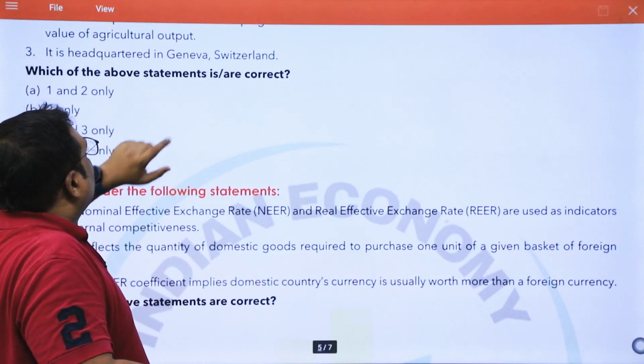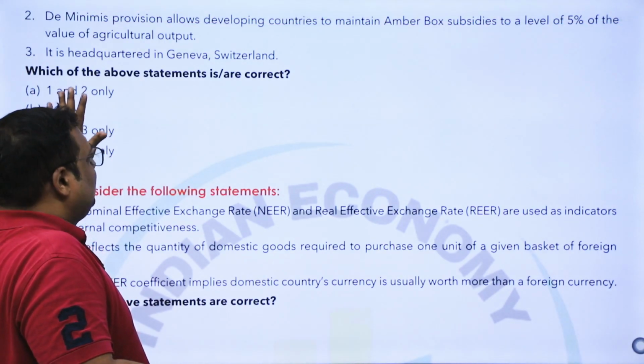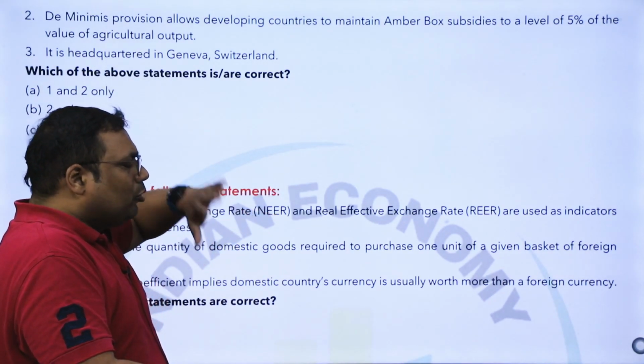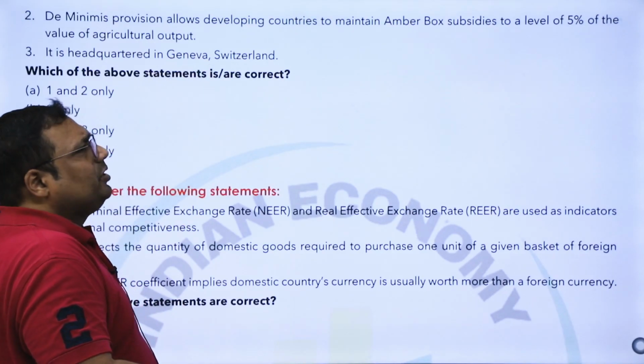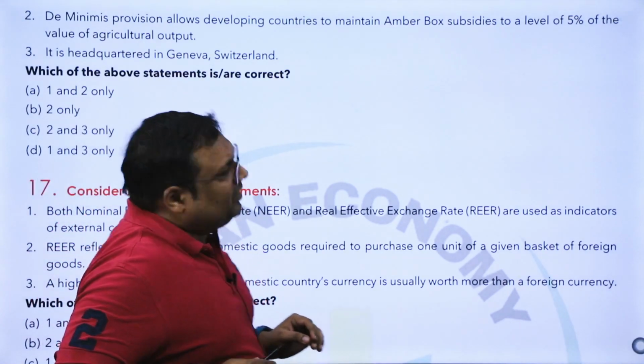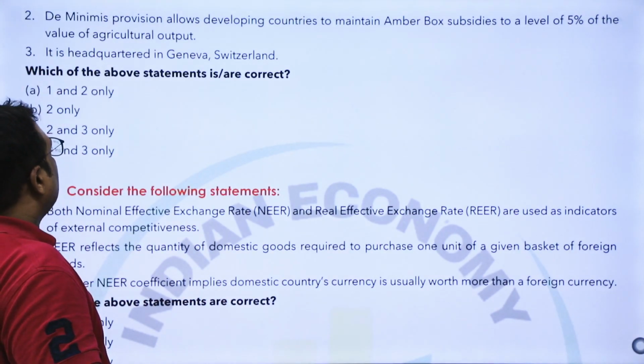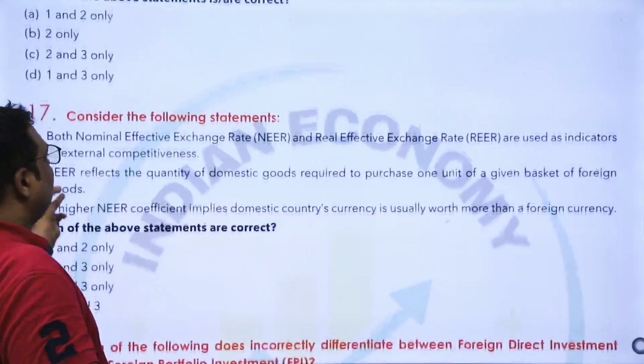Third, it is headquartered in Geneva, Switzerland. That is correct. WTO's bureaucratic structure is entirely situated in Geneva. So that is how it operates. So the first statement was wrong. The answer should be C, 2 and 3 only. The first statement was about UN agency. It is not a UN agency.